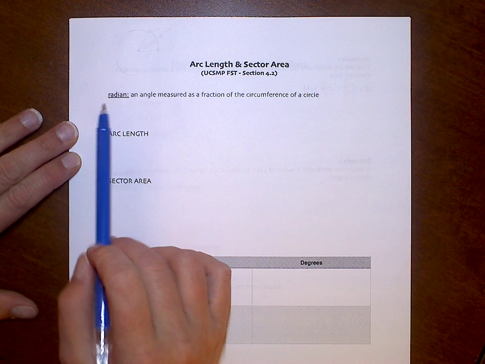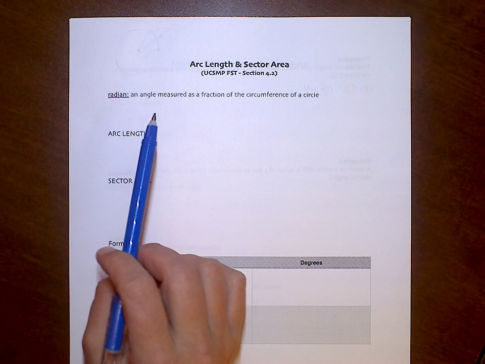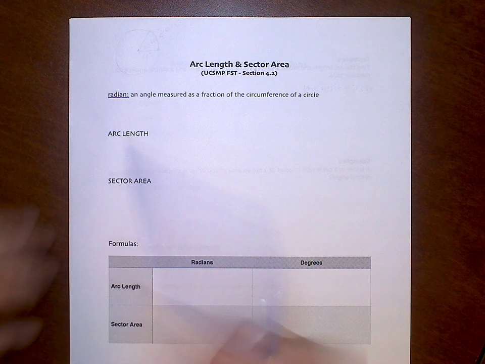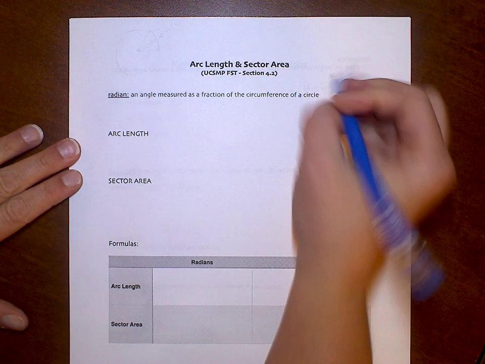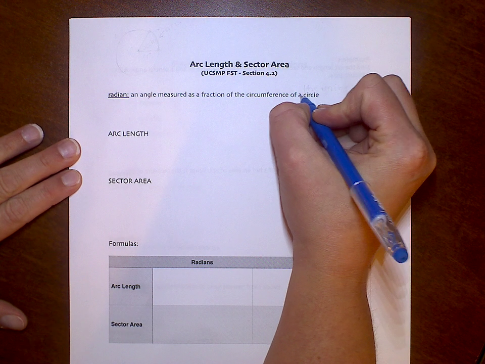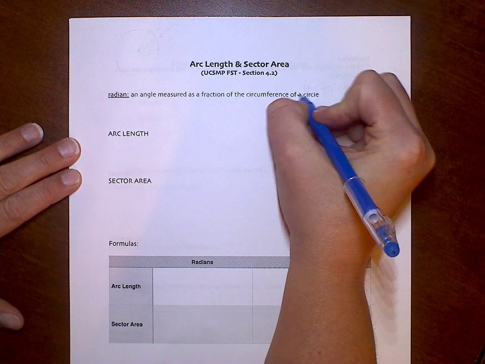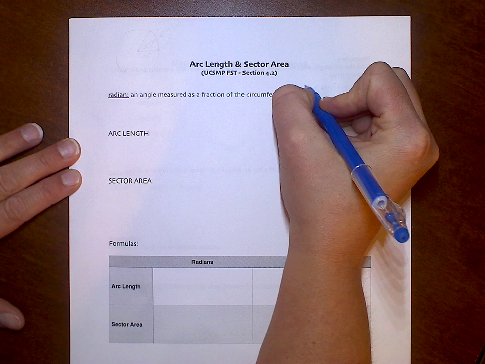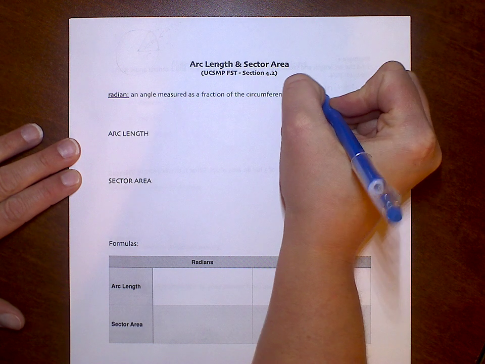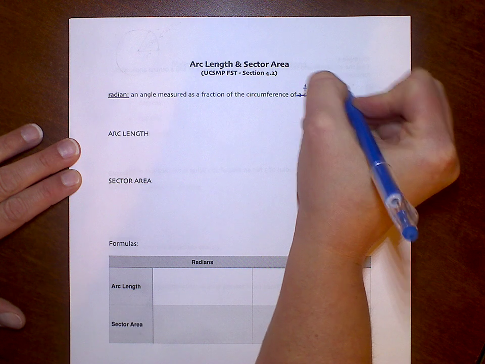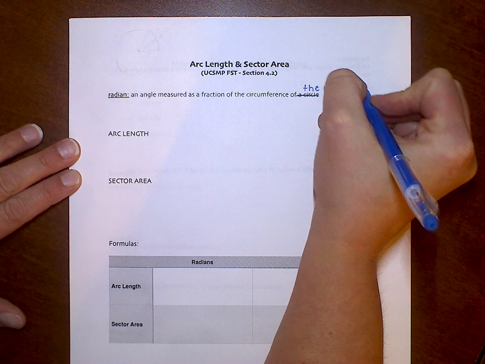And radians are measured by taking a fraction of the circumference of, and I'm actually going to fix this definition here, it's not the fraction of the circumference of any circle. That would be an arc length. It's specifically a fraction of the circumference of the unit circle, meaning with a radius of 1.